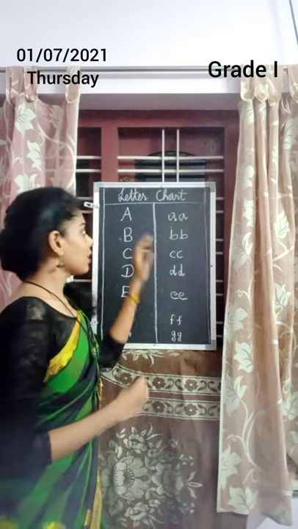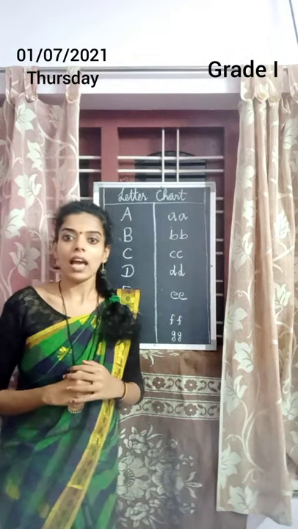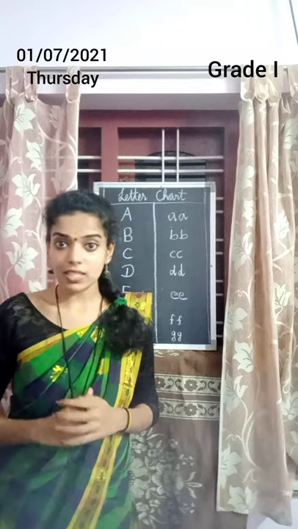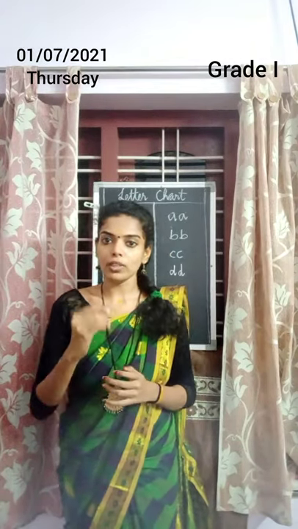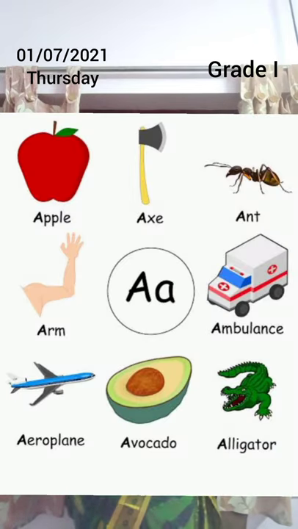So the first alphabet is A. What is the sound of A? The sound of A is A. So here are some examples for sound A. So first one is apple.